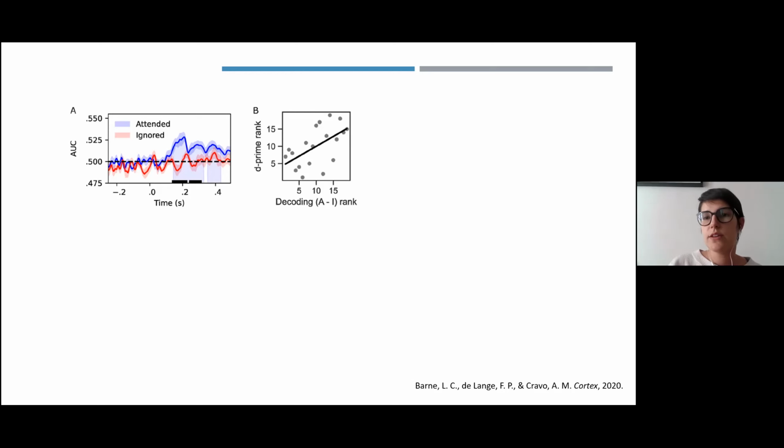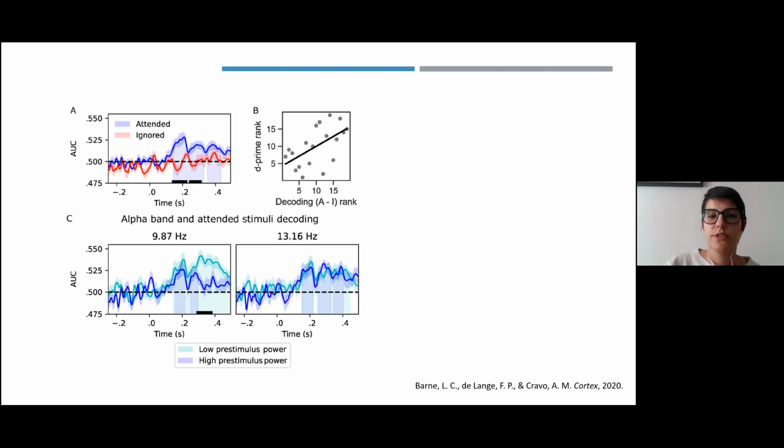And the second question was, okay, so we see that we can decode the orientation of those Gabor patches for the attended stimuli. So let's focus on just attended stimuli and see whether, in those trials, it depends on the pre-stimulus alpha that you have in that trial. And these are the results for 10 Hertz and 13 Hertz.